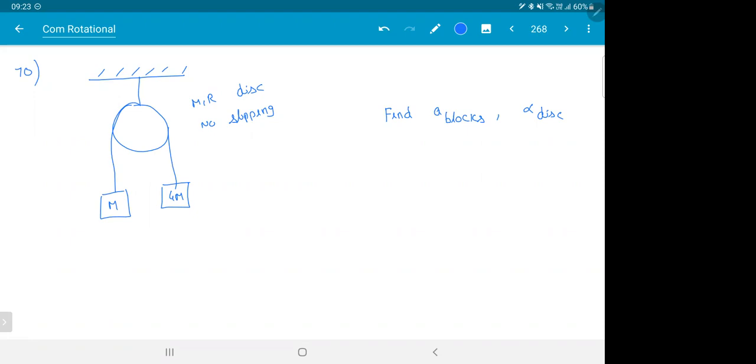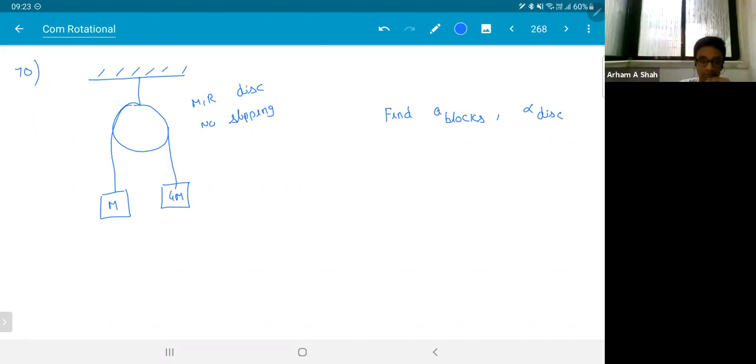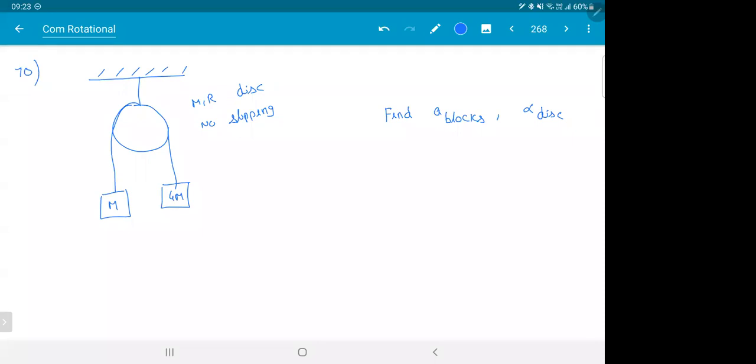Done. What is the answer? 6g/11. First thing, you have to find the torque. Put the mass here 4m, put the mass here m. This was 4mg, this was mg. So what is the torque? 4mgr minus k cap plus mgr k cap. So we have 3mgr minus k cap.